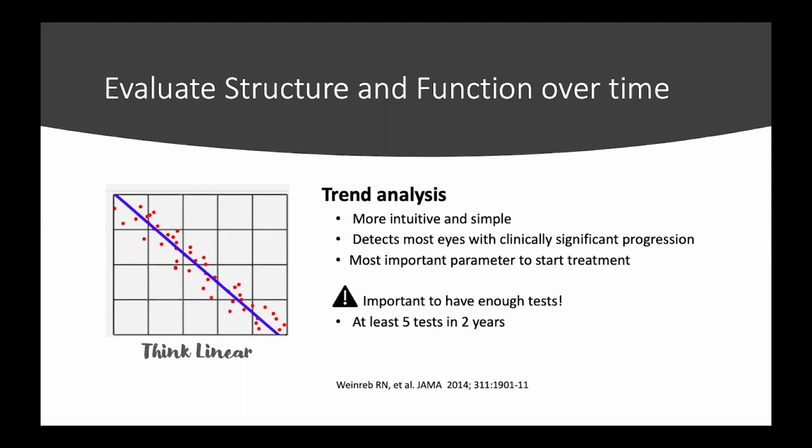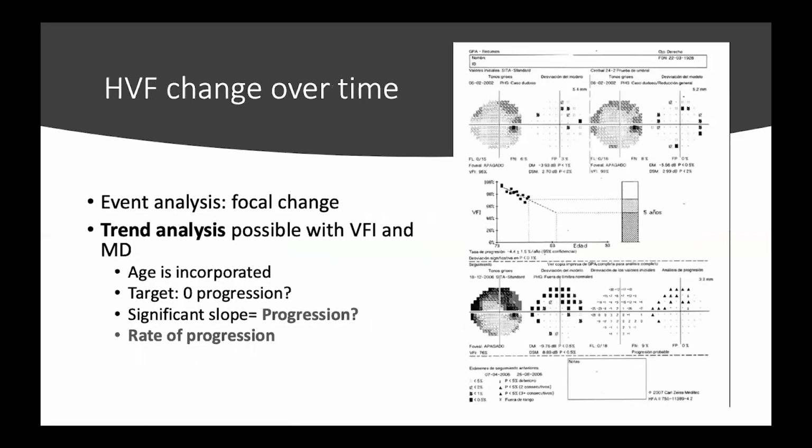It has also been shown that trend analysis is the most important parameter to actually start treatment or change treatment. But keep in mind that it's important to have enough tests to have a good rate of progression. At least 5 tests in 2 years is what is most recommended. We'll do function over time first.